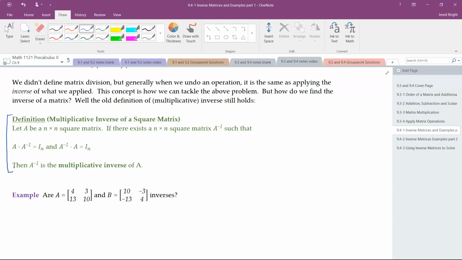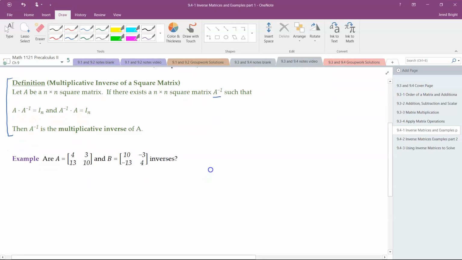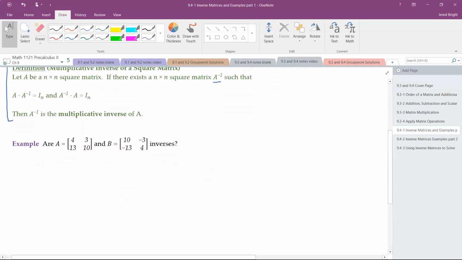So if we have an n by n square matrix A, and a matrix that we call A inverse, that's how we say that -1 thing, if we do A times A inverse and we get out the identity matrix, and it's also true in both orders, then we can say that A inverse is the multiplicative inverse. So if we want to check whether we have inverse matrices, we need to check the two orders. We need to check AB and we need to check BA. And if they're both equal to the identity matrix of order 2 by 2, then we would say that they are inverses.